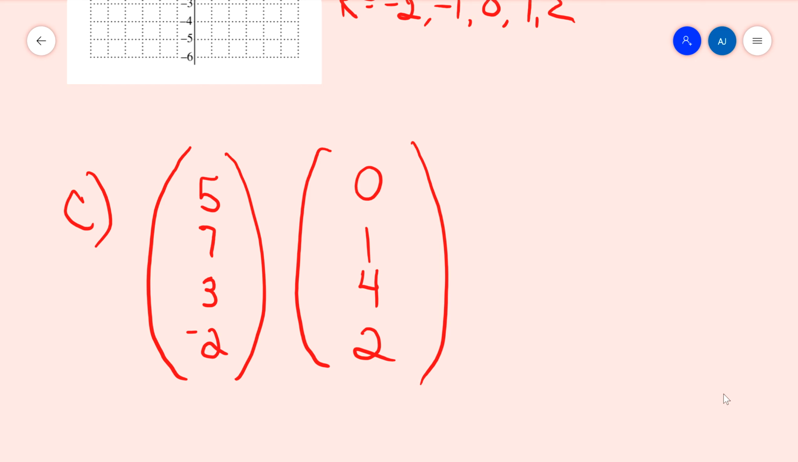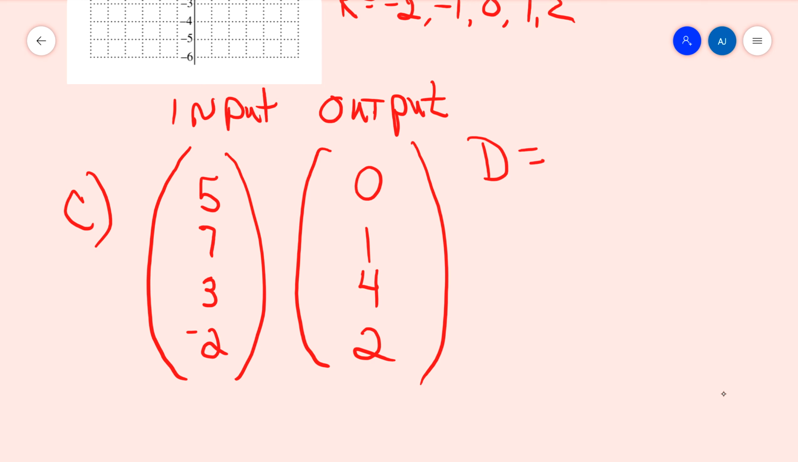Okay, here is part C, where I have an input and an output. All right, and I want to find the domain. So quite simply, the domain is going to equal, inputs are your x values. Whatever you input, you're going to get a resulting output, which is going to be y, if we have our independent variable being in the function.